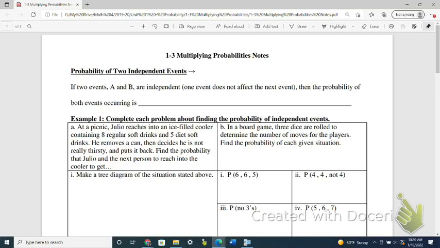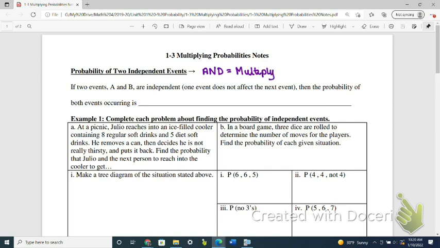Good morning. Today we are going to discuss 1-3, which is multiplying probabilities. The probability of two independent events. So the key word we are going to look for in the probability of two events is "and." Anytime we see "and," we are going to multiply.